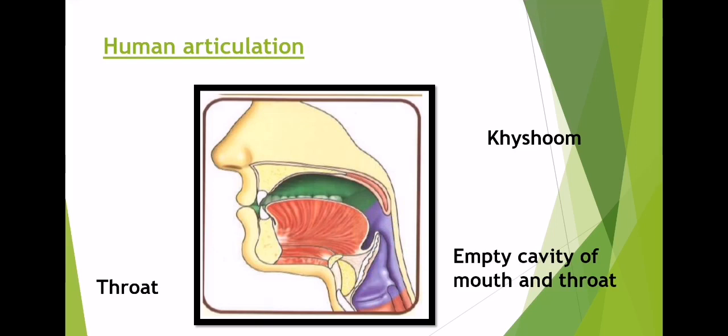Now we have covered three general makharij. What are they? The first one is the al-jawf, the empty cavity of the mouth and the throat. The blue area and the green area, to the outside, is called al-jawf in Arabic. The second general makharij is the khayshoom, the nasal cavity. The third is the throat, which we have discussed. And the fourth is the tongue, al-lisan. The Arabic term is al-lisan.